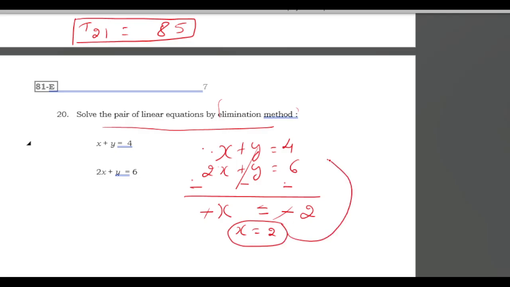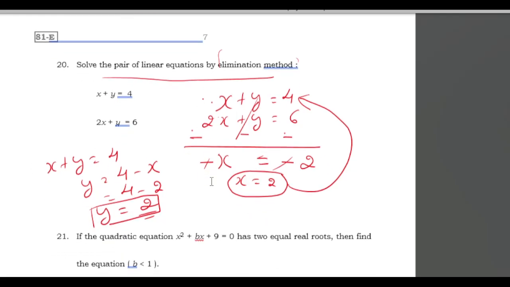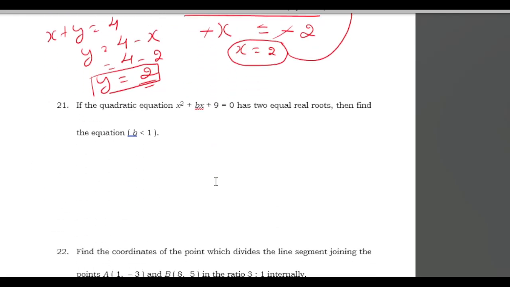Put the value in any one equation to get y. So x plus y is equal to 4, so y is equal to 4 minus x. 4 minus 2 is equal to 2. So y is equal to 2. x is equal to 2 and y is equal to 2. So I think we got the solution.